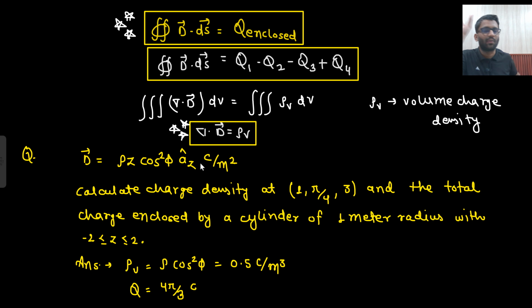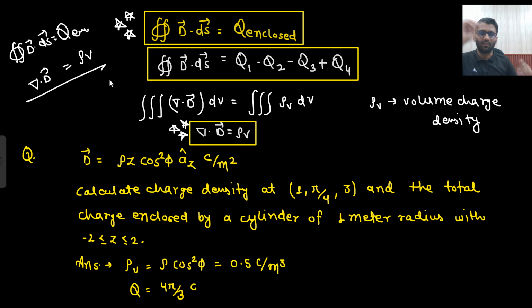So how will you remember? In the examination, directly you can write: sir, D dot ds is our flux, which will be equal to Q enclosed. D dot ds is del dot D dv, and Q enclosed is rho v dv. So del dot D is equal to rho v. So this is what you need to remember.